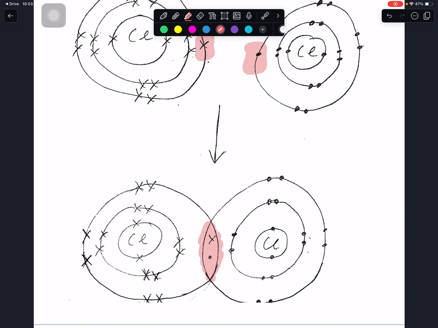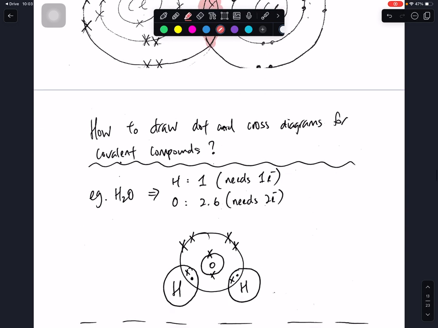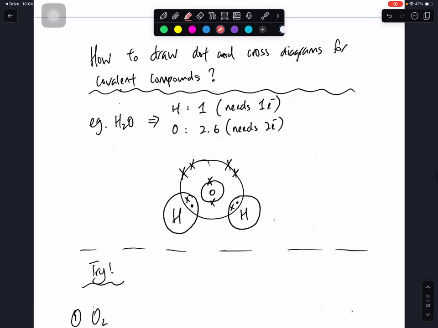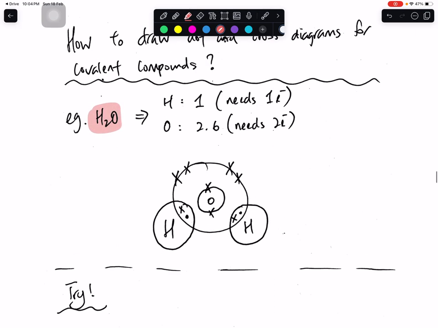If you guys are okay, let me just show you how to draw a quick one. For example, when you look at a compound like water, hydrogen is number 1, which means that it will need one more electron to get a full shell. Oxygen is 2,6, meaning that it will need 2 more electrons. So if hydrogen needs 1, it will share 1 electron, and oxygen will share 2 electrons.